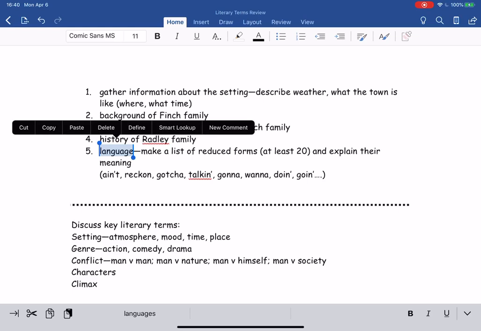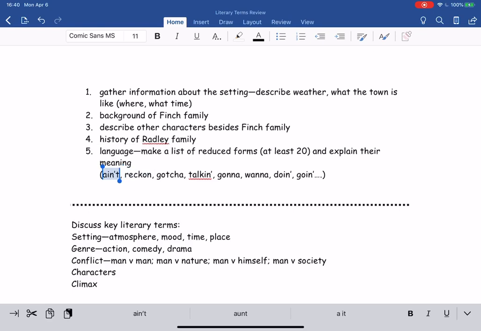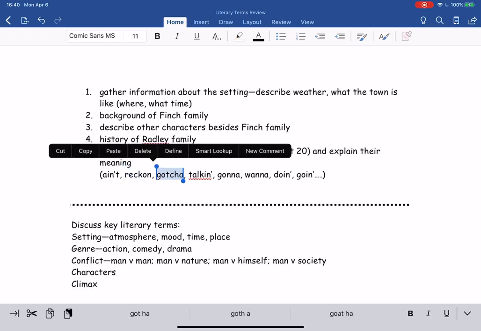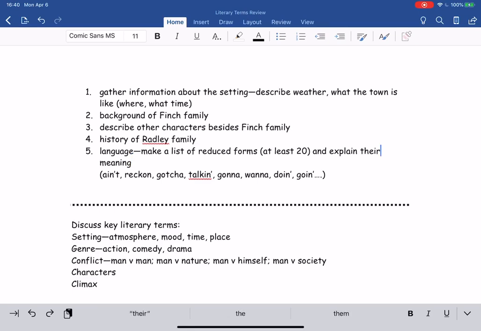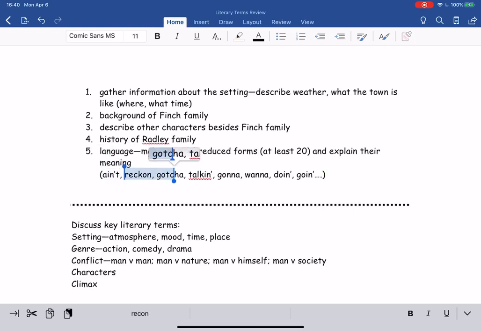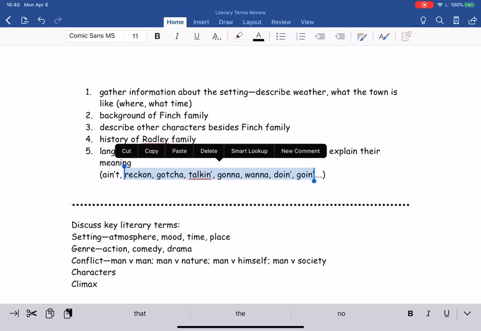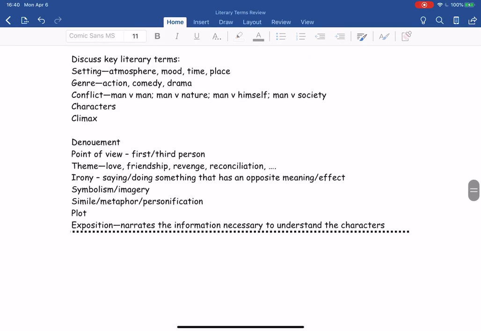Just a couple examples. Ain't would be an example. Ain't means I am not, or he is not, or she is not. Reckon, gotcha, talking, gonna, wanna, doing, going. You can use those examples if you want to on your own and explain them, but you can't use ain't because I explained that one. So you could use those examples if you can find them in the book and then add some of your own to that.